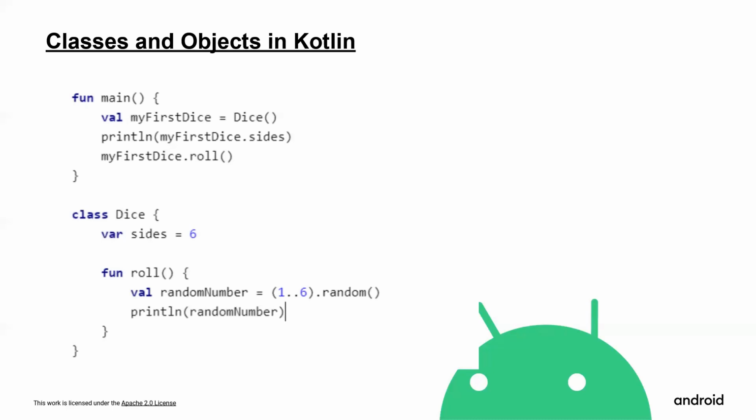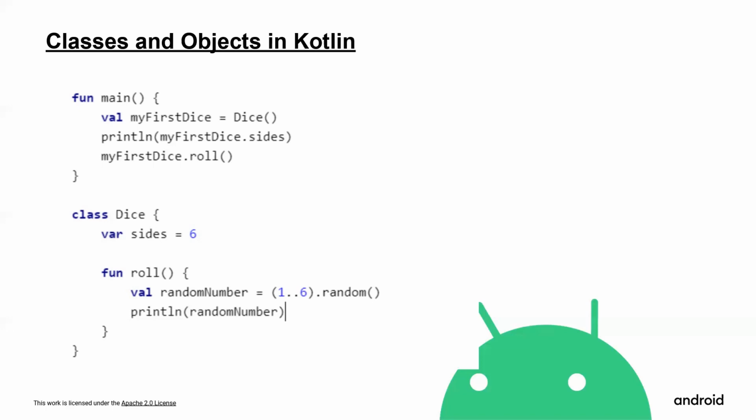Now coming to classes and objects in Kotlin. You can see the code over here. There is a main function where we have initialized an object of the Dice class as myFirstDice. Then we are printing myFirstDice.sides, and then we are calling myFirstDice.roll. After the main function, we have made a class named Dice where we have a variable sides equal to 6, and then we make a function roll where we assign randomNumber equal to 1..6 dot random. So any number between 1 and 6, and then we print that random number.